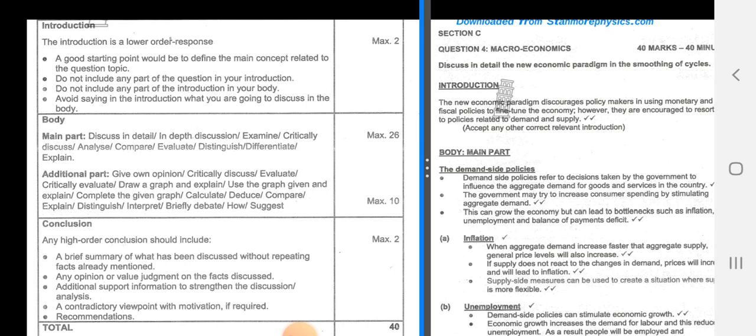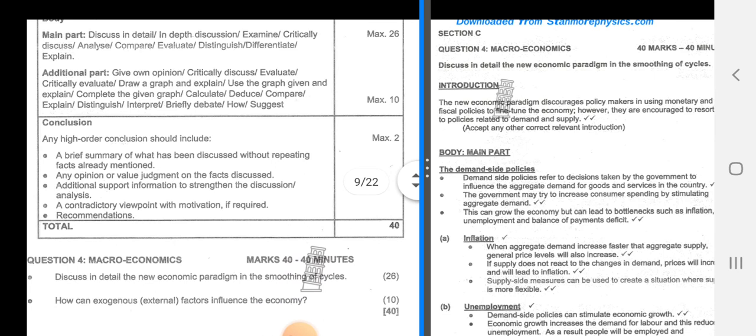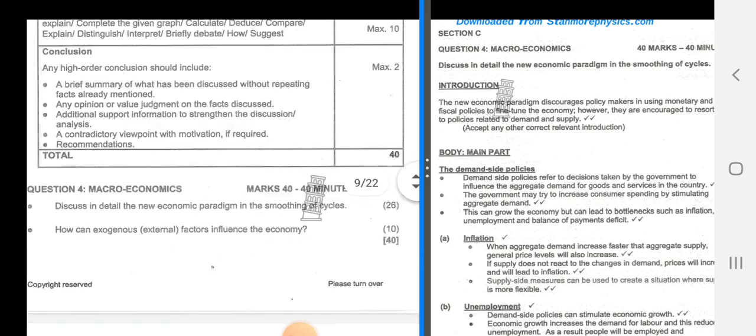You're going to have a body and an additional part to the body. And then you're going to have a conclusion, which is 2 marks. Any higher order conclusion should include a brief summary. So a conclusion is an observation, a fact. So you're just going to state a fact. That fact is going to be a conclusion.